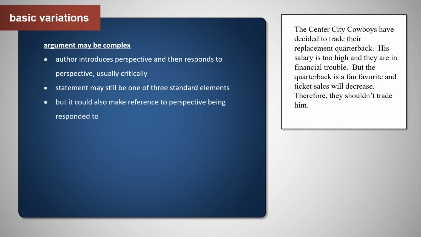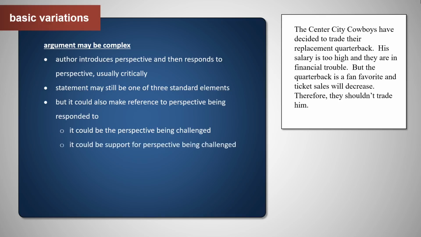But it could also make reference to the perspective being responded to. So it could actually be that perspective. So they might say, what role does the fact that the Center City Cowboys have decided to trade their replacement quarterback play in the argument? And the correct answer would be, it is the proposal which is being argued against, something along those lines. It could also be the support for that. So that second sentence, his salary is too high and they're in financial trouble, is the reason why they're going to trade him. So the correct answer, if that's what you were looking for, would be something along the lines of, it is essential support for the proposal being challenged.